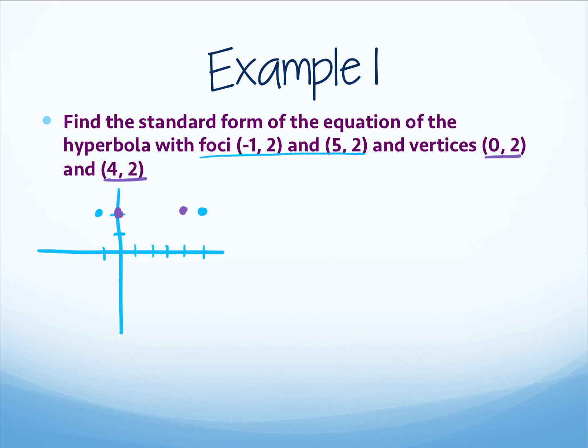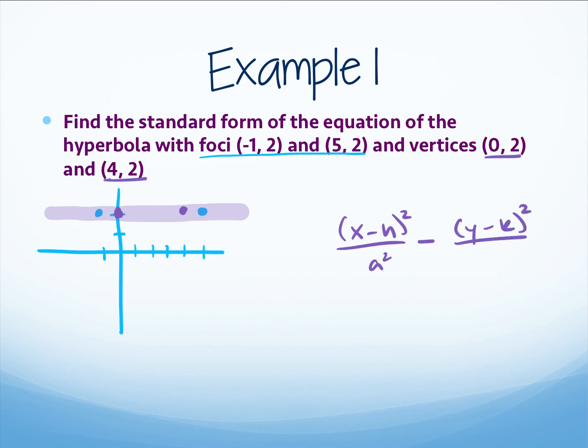Do we have a horizontal transverse axis here or vertical? Horizontal. Remember, all of our important information is on that transverse axis. So they're all on that horizontal line. So for a horizontal transverse axis, what comes first in my standard form equation? The x or the y? X. So it'll be x minus h squared over a squared minus y minus k squared over b squared. It's equal to 1. Just like our ellipse, it's equal to 1.